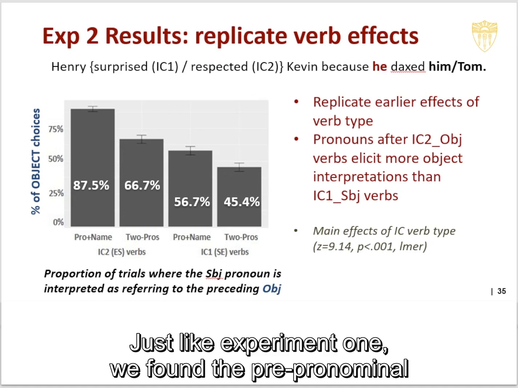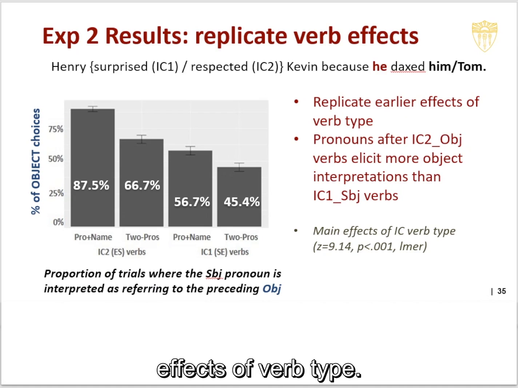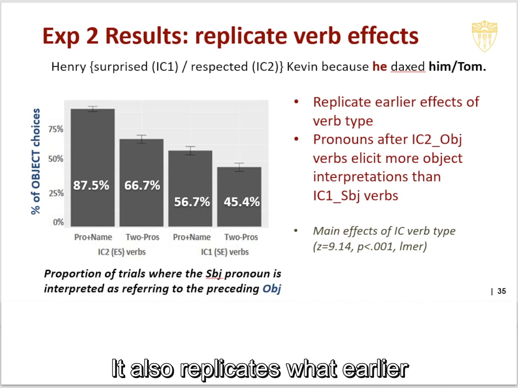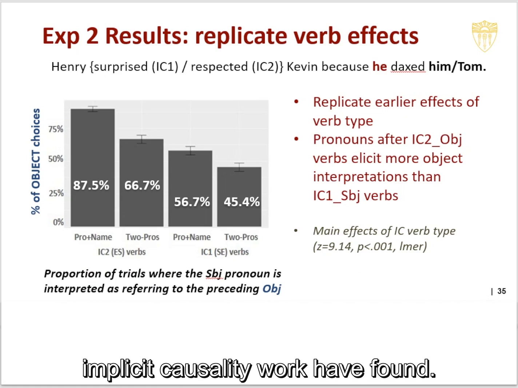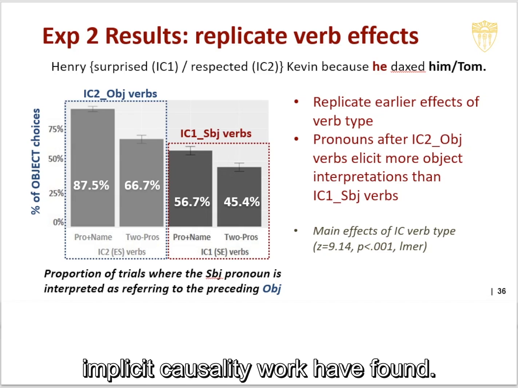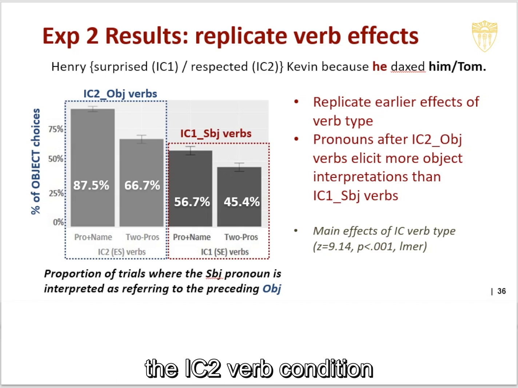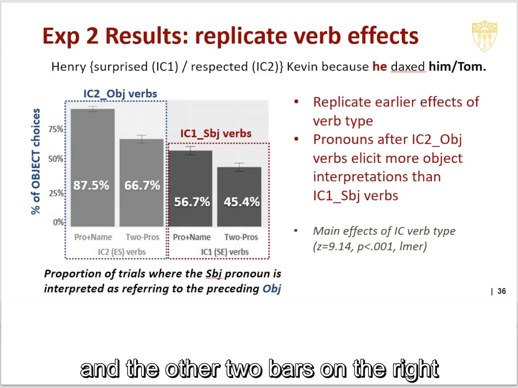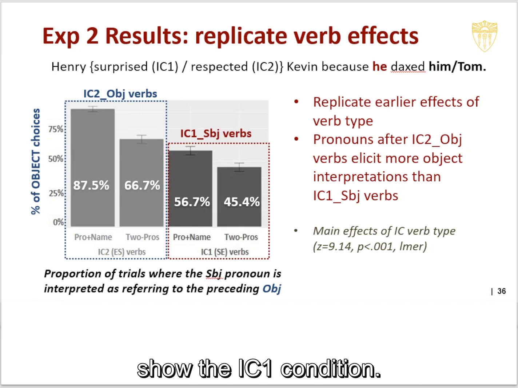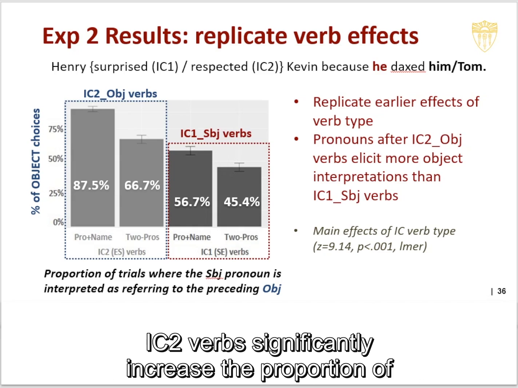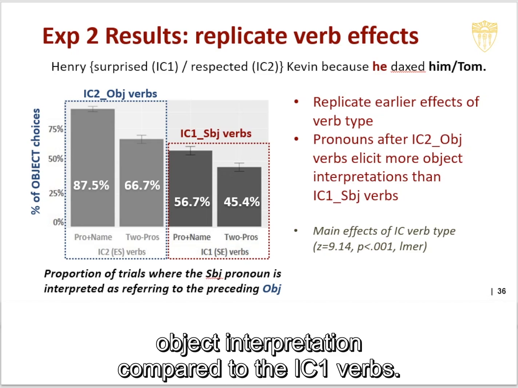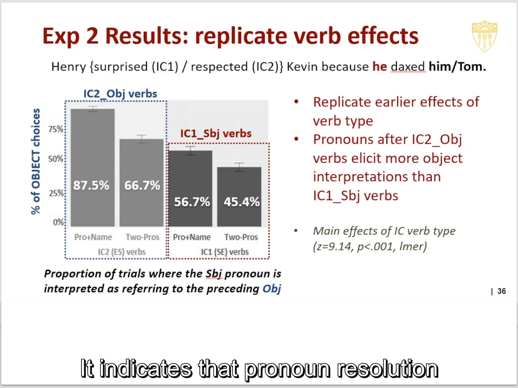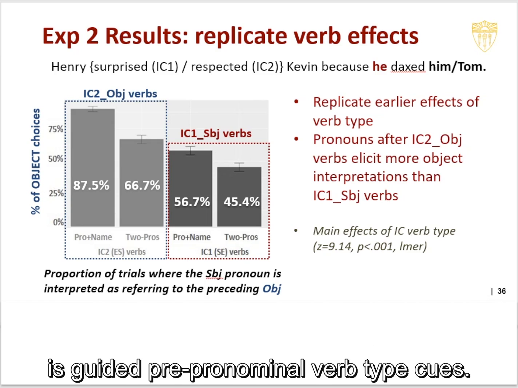Just like experiment 1, we found the pre-pronominal effects of verb type. It also replicates what earlier implicit causality work has found. The two bars on the left show the IC2 verb condition, and the other two bars on the right show the IC1 condition. As you can see, IC2 verbs significantly increase the proportion of object interpretations compared to IC1 verbs. It indicates that pronoun resolution is guided by pre-pronominal verb type cues.